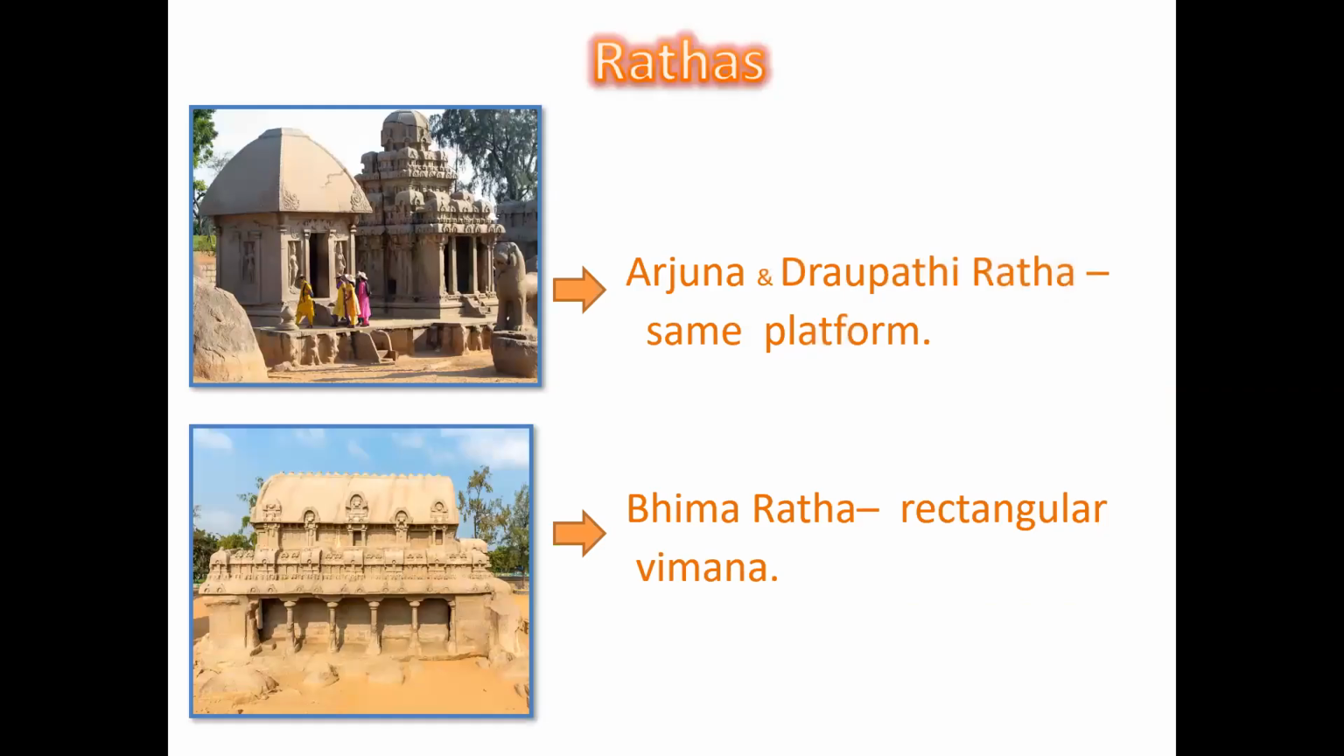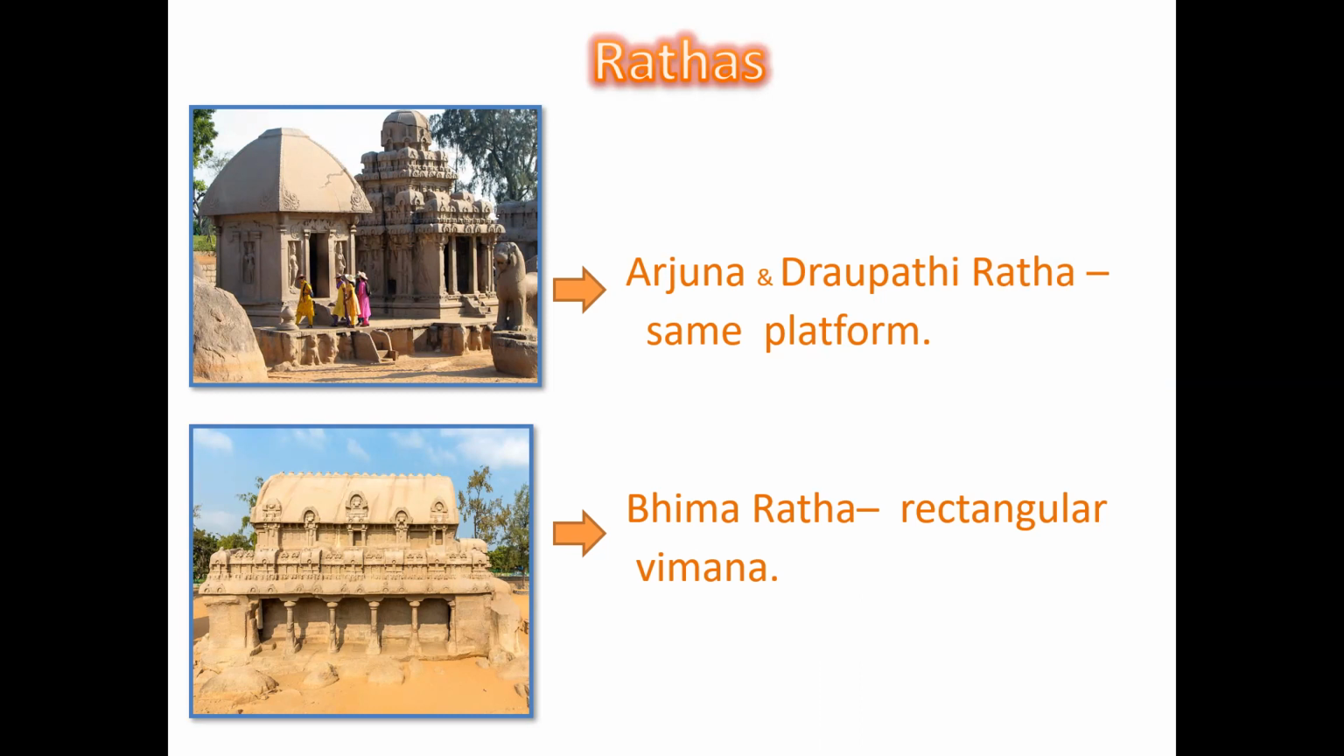Arjuna Ratha and Draupadi Ratha are on the same platform. The Draupadi Ratha is square and pyramidal. The roof appears to be hut-shaped and plain. The image of Draupadi is on the back wall of the sanctum. You can see in the picture, a lion and an elephant at the bottom of the entire shrine on their back.